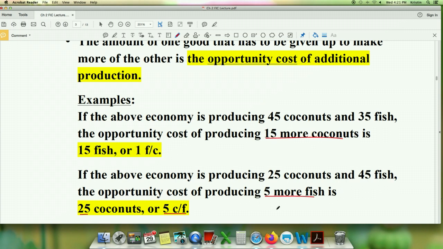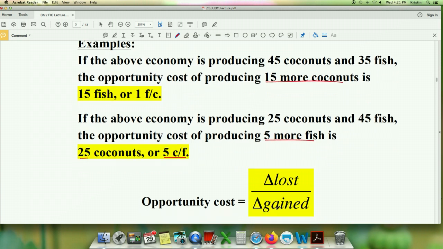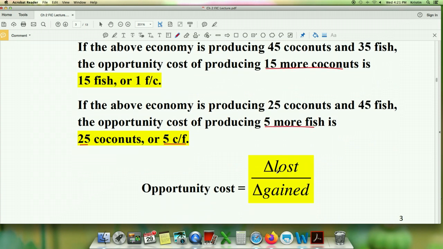Okay, so the general formula for calculating an opportunity cost is how much is lost. So delta lost means the change in what you're losing, so the quantity that is lost, relative to the quantity of the good that you're gaining.